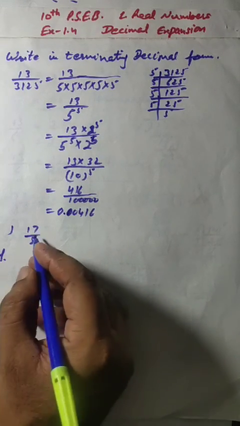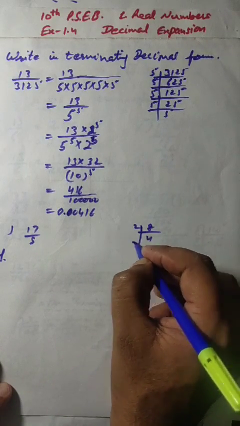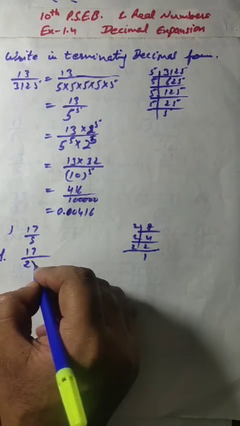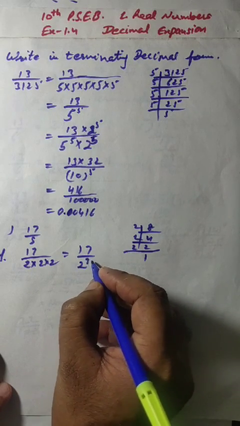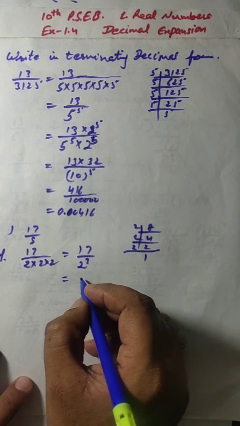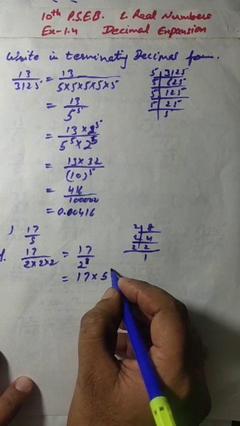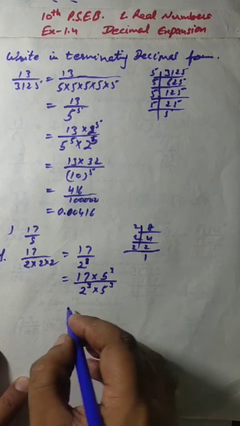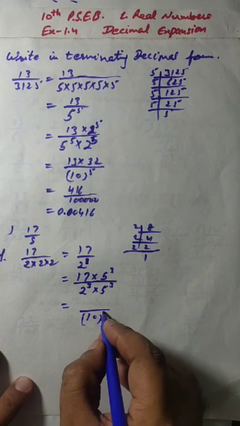Another example, 17 by 8. We'll take the prime factors of the denominator. We get 17 by 2 multiply 2 multiply 2, that is 17 by 2 power 3. So we can say it's a terminating decimal number. To make it in decimal form, we'll multiply numerator and denominator by 5 raised to power 3, so that the denominator will become in the form of 10.